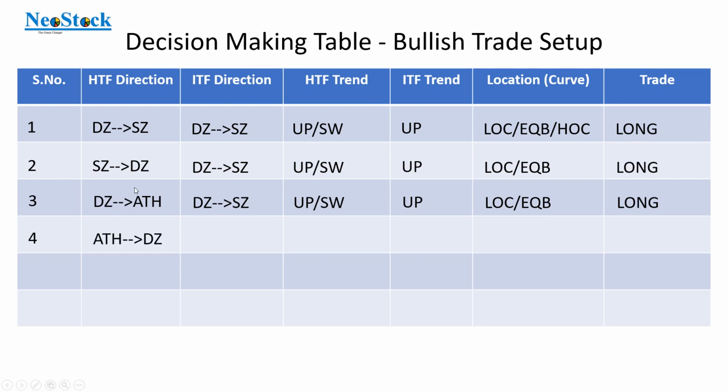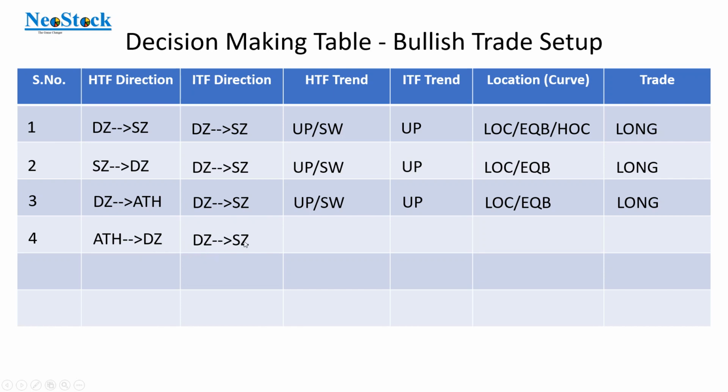Prices are moving from all-time high to demand zone. That means your HTF price direction is not in your favor. But ITF direction is in our favor: demand zone to supply zone. In ITF there is a supply zone, but now prices are at the ITF demand zone. It reached and changed the price direction towards the ITF supply zone.